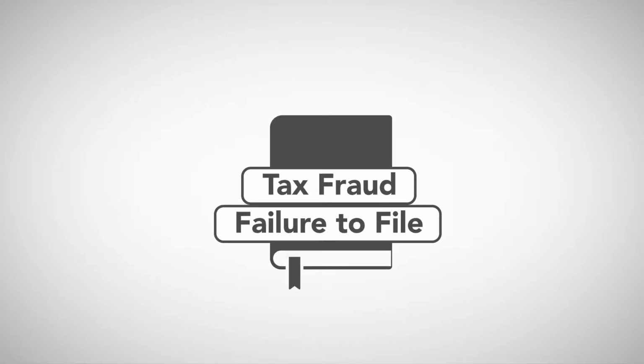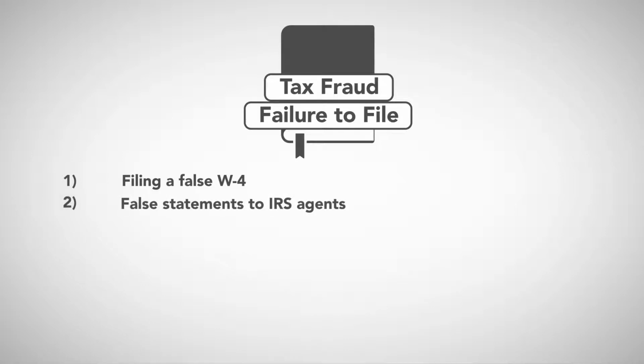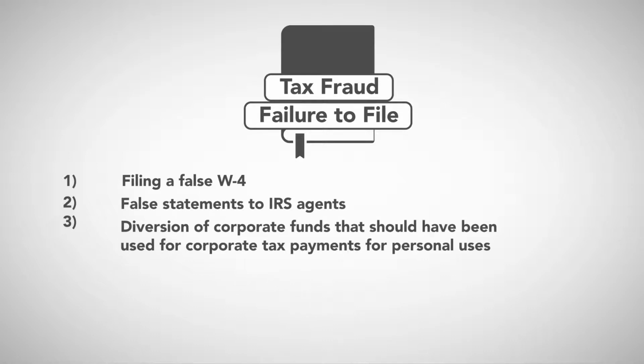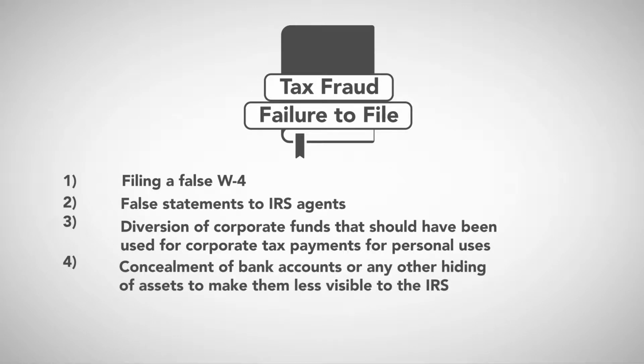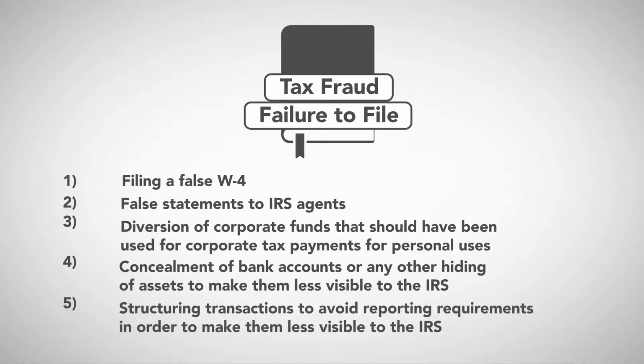However, failing to file combined with any one of a number of actions can be tax fraud. These include filing a false W-4, which is a tax withholding statement, giving false statements to IRS agents, and diversion of corporate funds that should have been used for corporate tax payments for personal uses, concealment of bank accounts or any other hiding of assets to make them less visible to the IRS, and structuring transactions to avoid reporting requirements in order to make them less visible to the IRS.